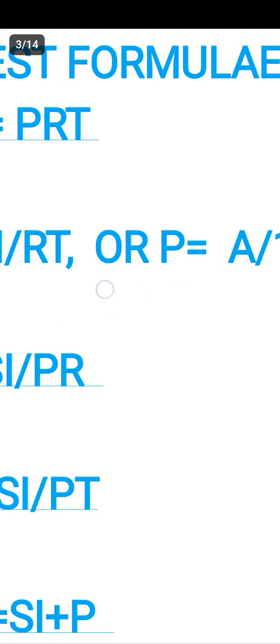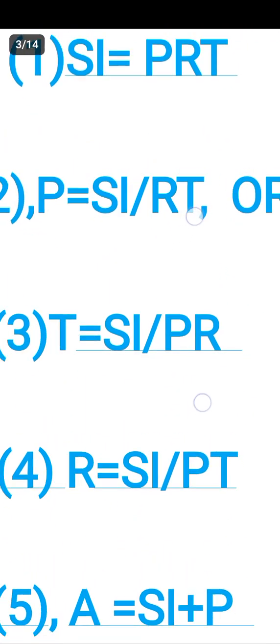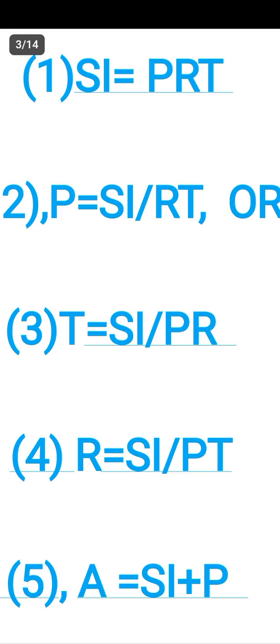Let's go to the next formula. The next formula says T. That means if you are asked to find the time, this is the formula you will use. Time is equal to interest over principal times rate. In this case, you will be given the simple interest, that is the interest, and you're given the principal and you're given the rate. So to get the time is simple interest over principal times rate.